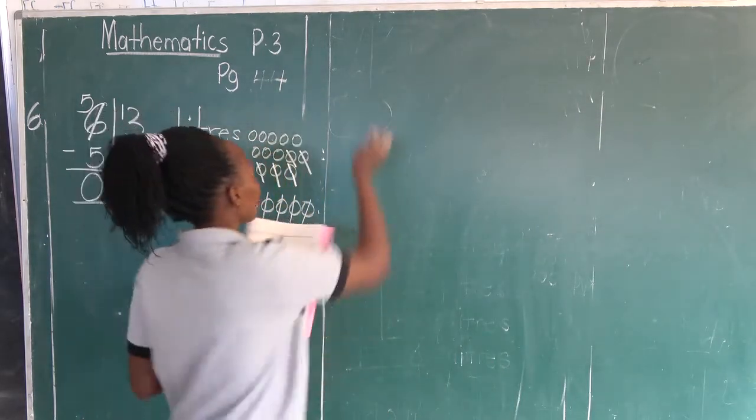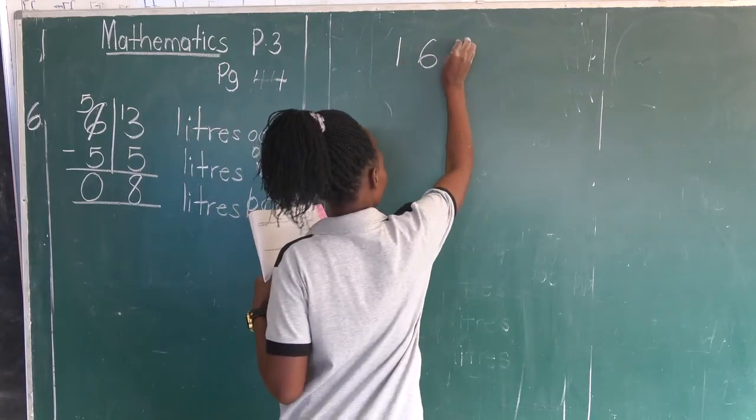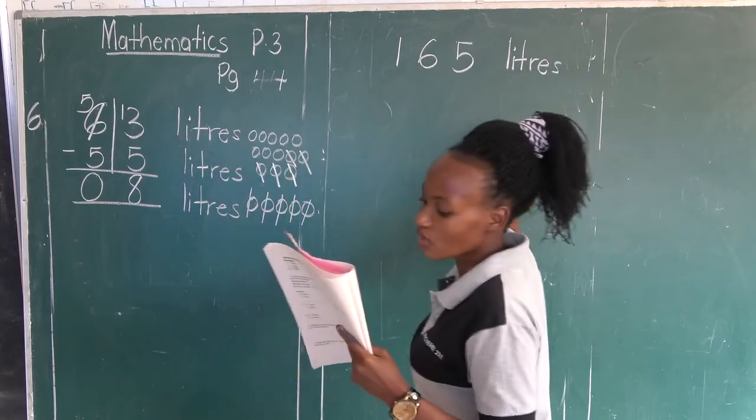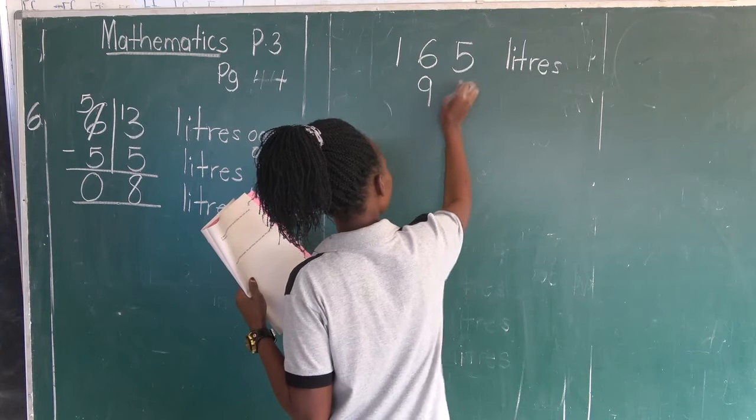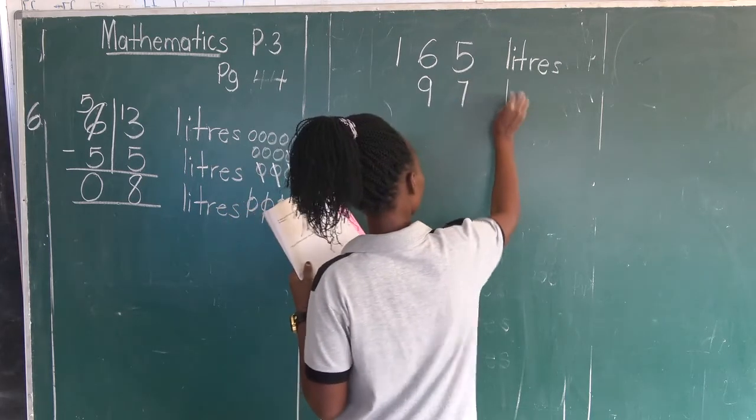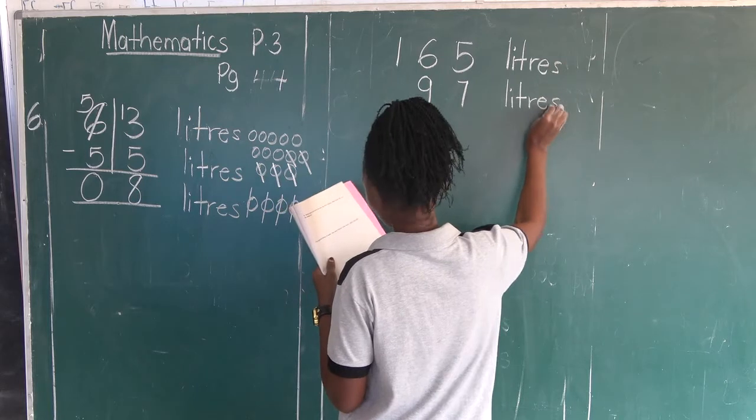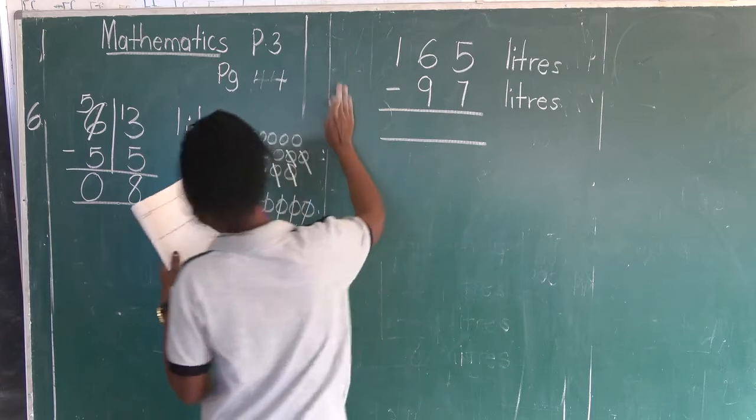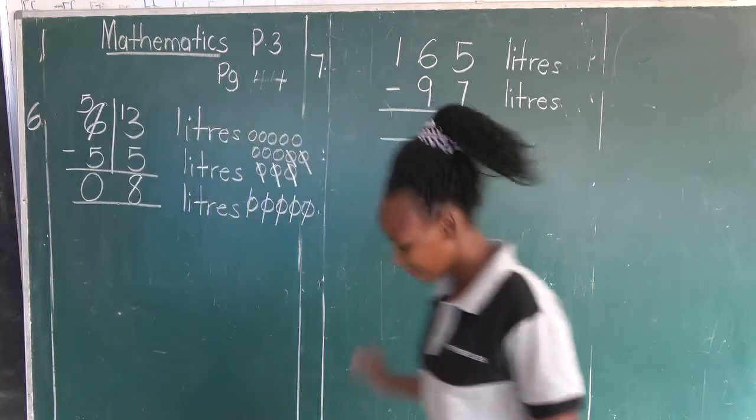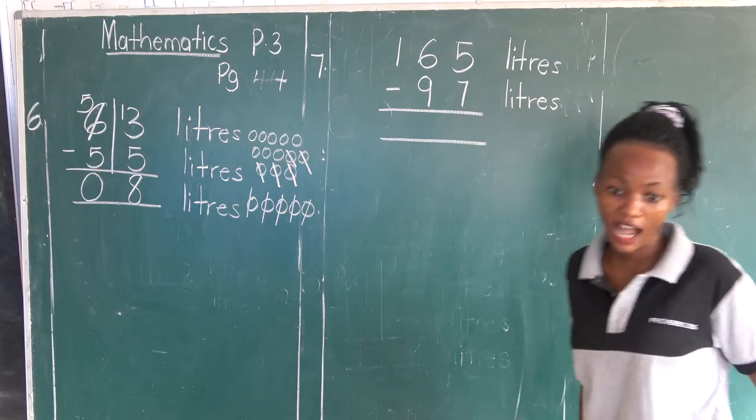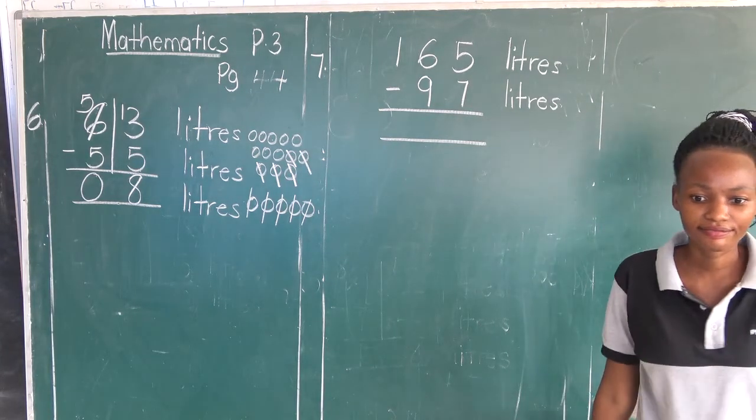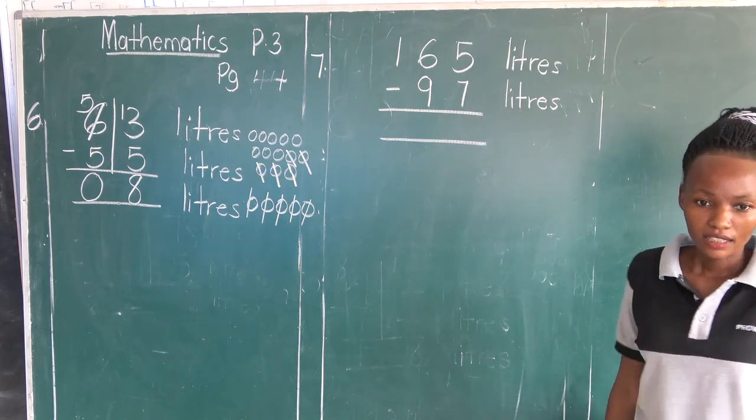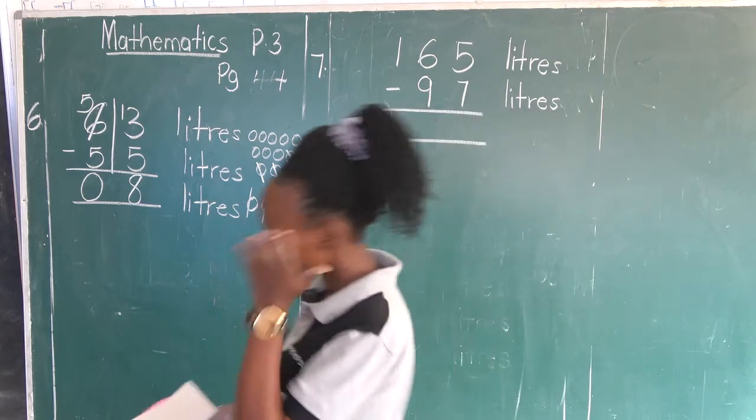Mrs. Chigundu had 165 liters of water. She used 97 liters. How much water was left? This is number 7. Even that one, work it out for me. That's number 7. Work it out for me. I'm waiting. I'm soon receiving answers.